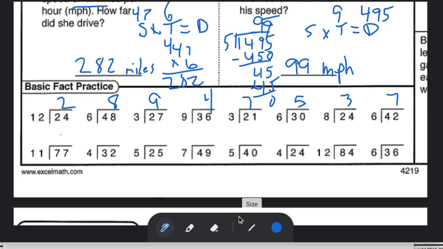Next row, 11 times 7 is 77. 4 times 8 is 32. 5 times 5 is 25. 7 times 7 is 49. 5 times 8 is 40. 4 times 6 is 24. 12 times 7 is 84. That's a hard one, huh? 6 times 6 is 36.